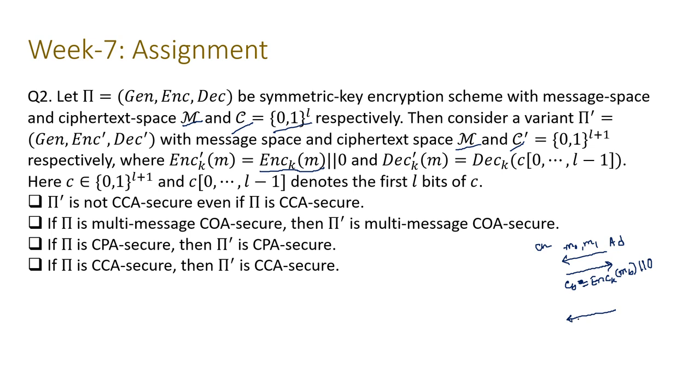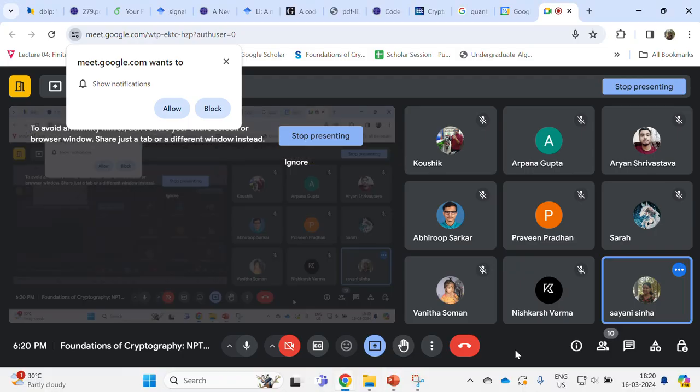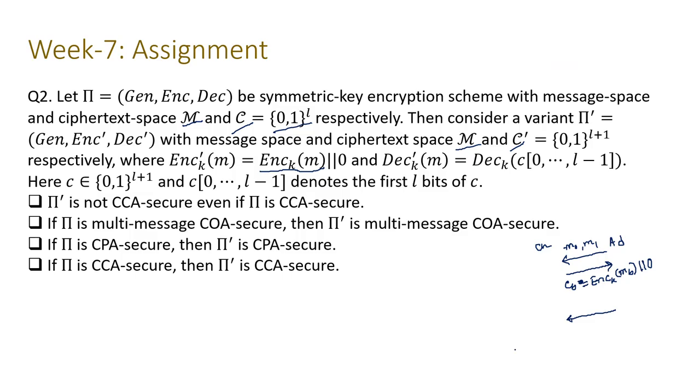So what can the adversary now do? Anyone like to answer at this point how the adversary can change the ciphertext so that it can learn the underlying plaintext MB? What should be the decryption oracle query from the adversary side? Am I audible, by the way? So you would like to answer what should be the decryption oracle query? Whenever we talk about breaking the CCA security, yes.